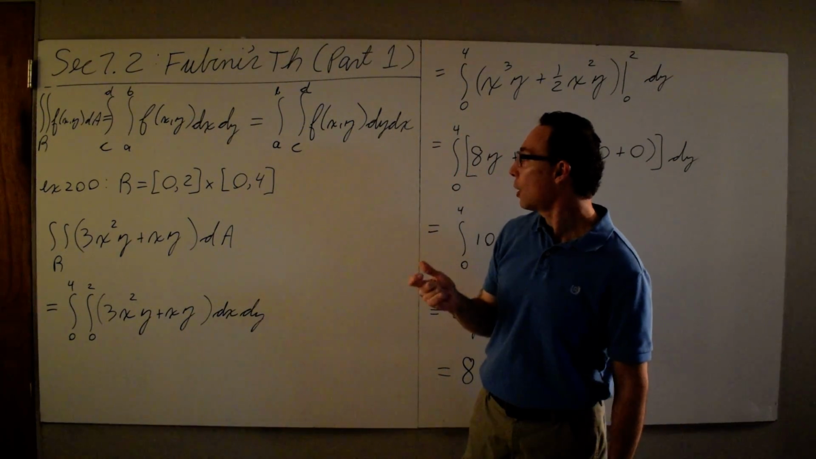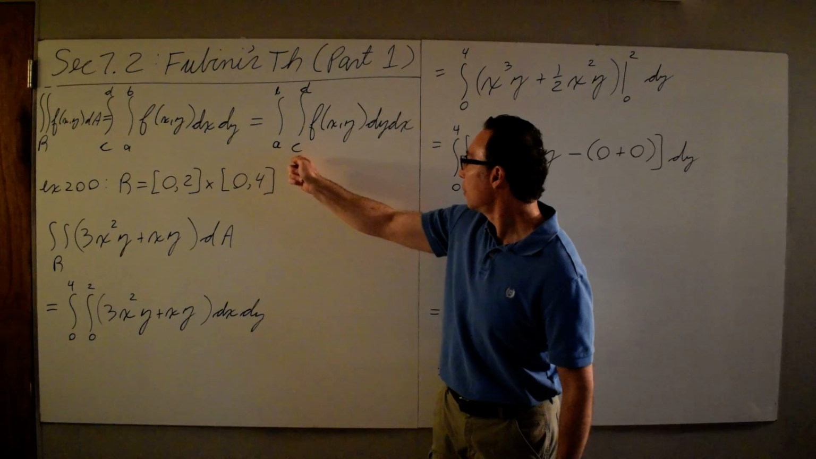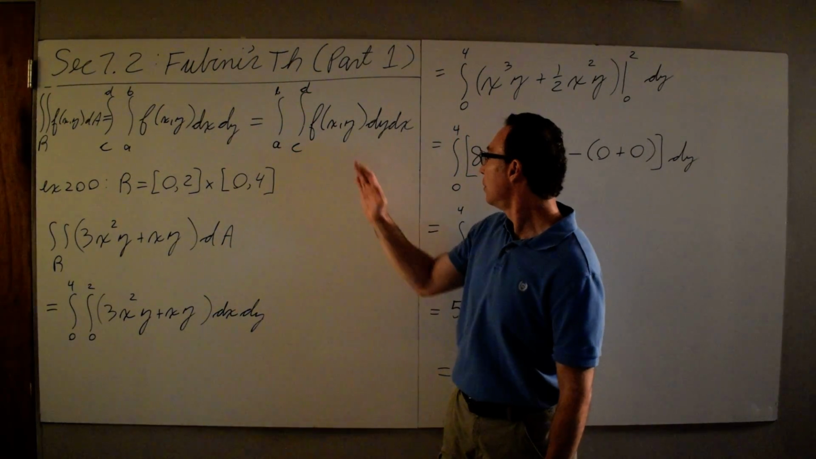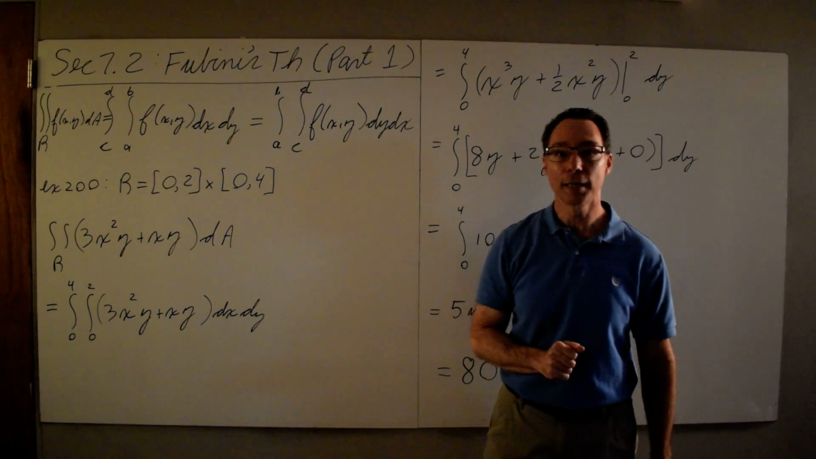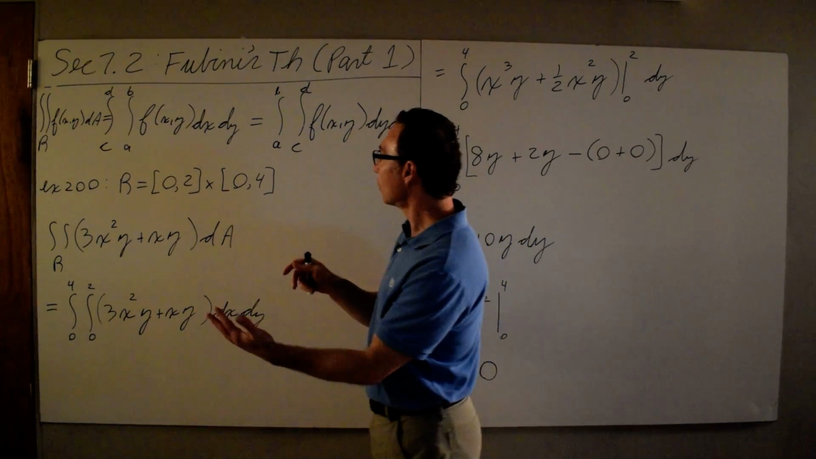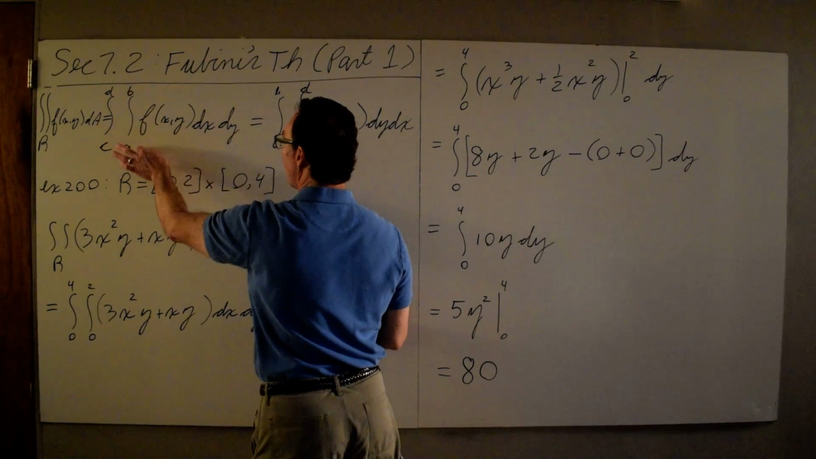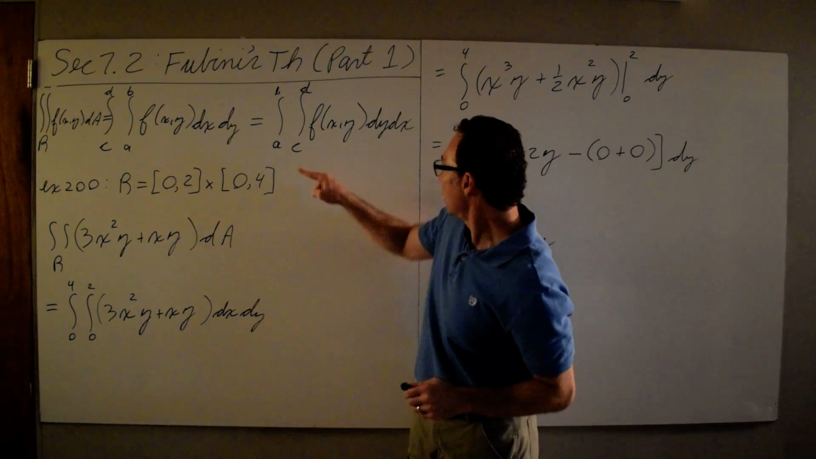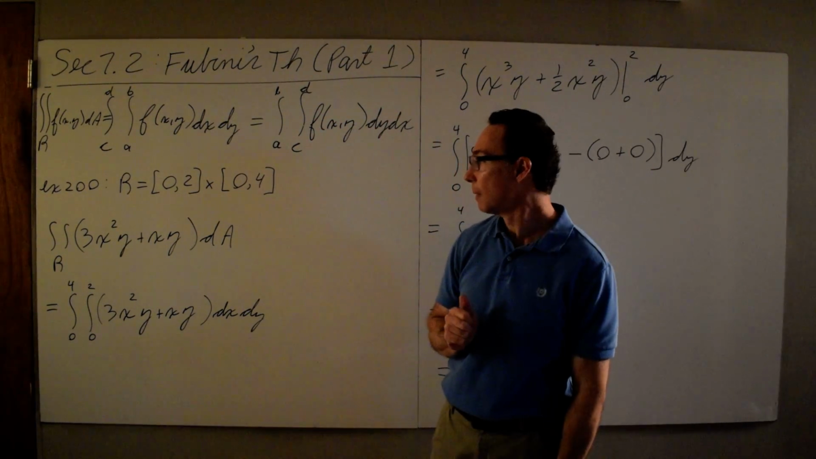Or we could do it in the opposite order. We could integrate with respect to y first, but notice we have to use the y endpoints here, and then we integrate with respect to x, and we use the x endpoints second. So we go from the inside out. So here are the x endpoints, and we integrate with respect to dx first. Here are the y endpoints, and in this order we integrate with respect to y first.